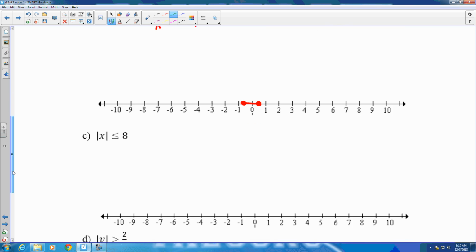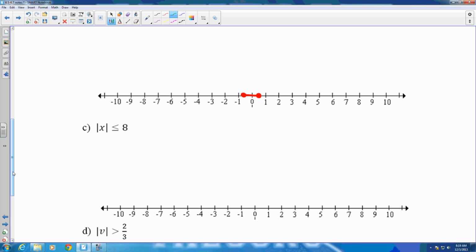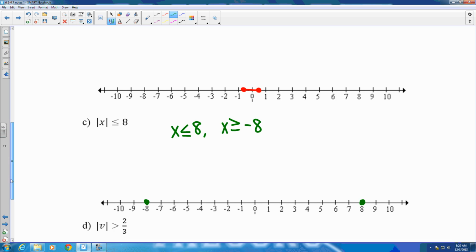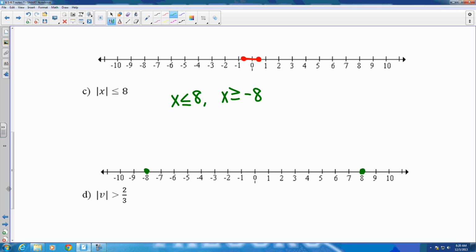Okay, and on C, we have the absolute value of x is less than or equal to 8. That's going to be x is less than or equal to 8 and x is greater than or equal to negative 8. So again, we're going to have these two values, and if we're thinking about what these two inequalities mean, we're going to have all of the values in between. If we're greater than or equal to negative 8 and less than or equal to 8, that's all the values in between.